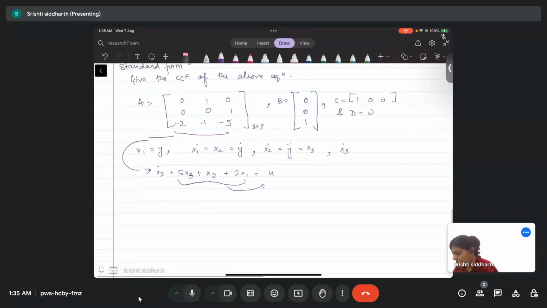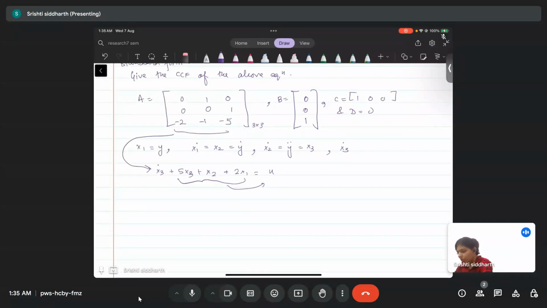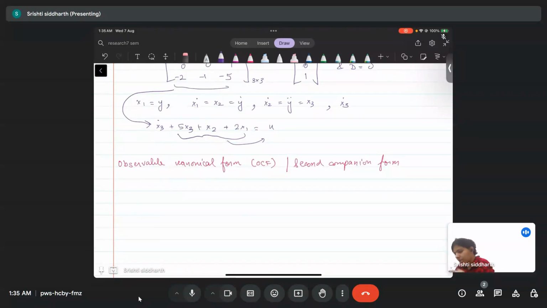Alright. So the next form that was discussed in the lectures was the observable canonical form, also known as OCF, or the second companion form. So there is a relation between the observable canonical form and the controllable canonical form. So let's see that.